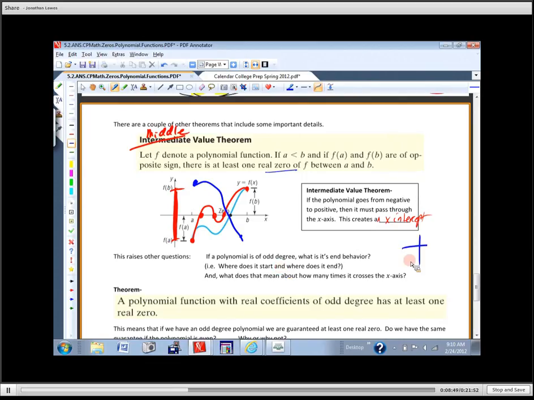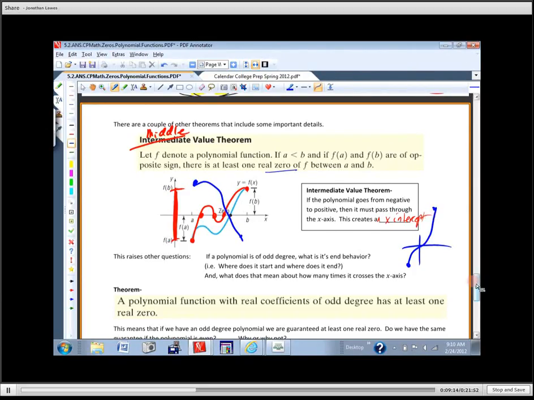Okay, it starts down here and ends up here. How many turning points can it have? Up to 4. If it's degree 5, it can have up to 4 turning points. It doesn't have to have 4 turning points. It could be like regular old x to the 5th. But the point being, if it starts down here and it ends up here, it's got to cross the x-axis at least once. Okay? It's got to cross the x-axis at least once.